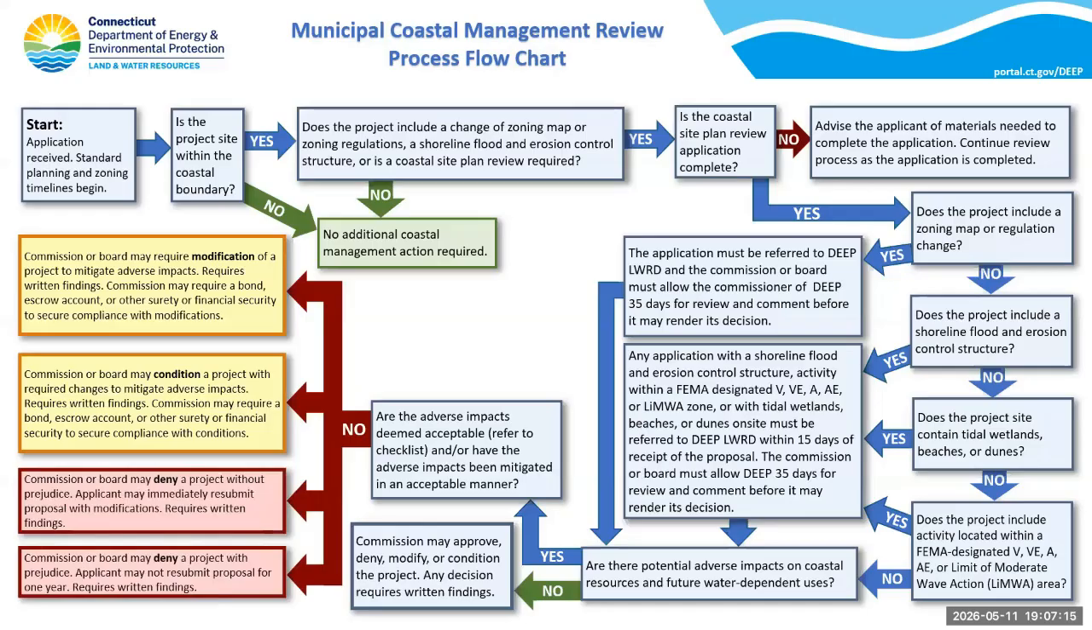If there is no condition or modification that would make it acceptable, the commission can deny a project without prejudice. The applicant can immediately resubmit that proposal with modifications, which requires written findings as well. Or the commission or board may deny the project with prejudice, in which case the applicant cannot resubmit for a year. On the other hand, if the adverse impacts are deemed acceptable and all of the proper mitigation measures are put in place by the applicant, the commission can approve the project with written findings. And just a reminder, those written findings are required.